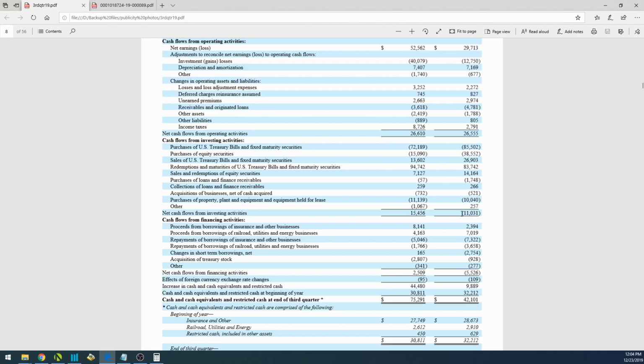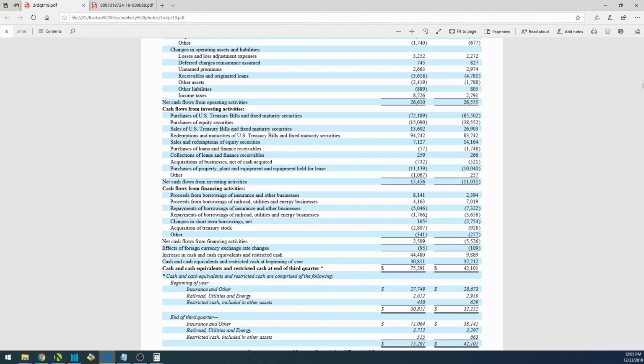Last year it had negative 11 billion in investing cash flow. So when you see numbers that are in brackets, it means negative. So the company paid 11 billion to invest in probably other companies or other shares and so on, whereby this year Berkshire Hathaway actually gained from the investing activities. They gained a total of 15 billion from investing activities in terms of cash.